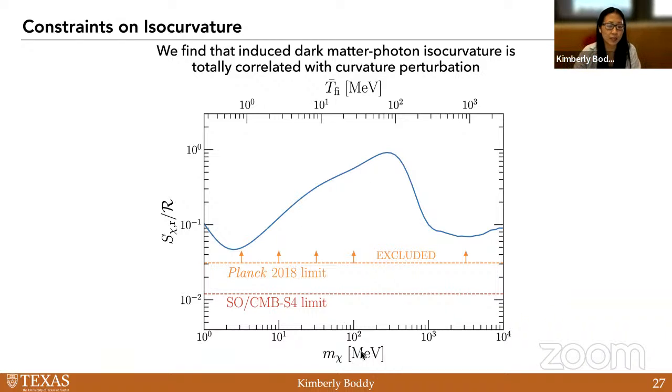And so here I'm showing, as a function of dark matter mass, what our freeze-in scenario gives us in terms of the amplitude of isocurvature compared to the curvature perturbation. It is this blue line here. So Planck 2018 data exclude this scenario completely in the mass range that we're looking at. Planck 2018 is saying that you can't have this because it induces too much isocurvature. Simons Observatory and CMB-S4 will be able to do a little bit better, but it's all still excluded.